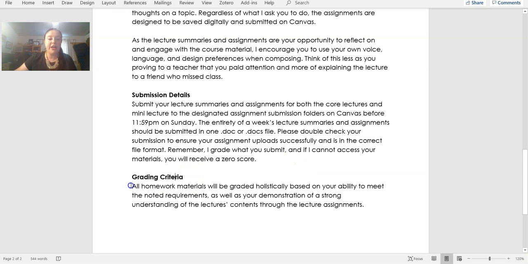Grading criteria. So like the weekly discussions, all homework materials will be graded holistically based on your ability to meet the noted requirements. So do keep that in mind. Now, if you have any questions about the weekly homework, if there are any concepts that I can speak to in greater detail, or if you'd just like to chat about it, please feel free to message me on Canvas.